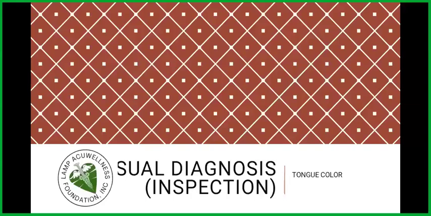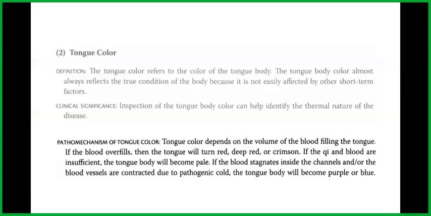Now let's talk about visual diagnosis, the tongue color. The tongue color refers to the color of the tongue body. The tongue body color almost always reflects the true condition of the body because it is not easily affected by other short-term factors. Its clinical significance: inspection of the tongue body color can help identify the thermal nature of the disease.